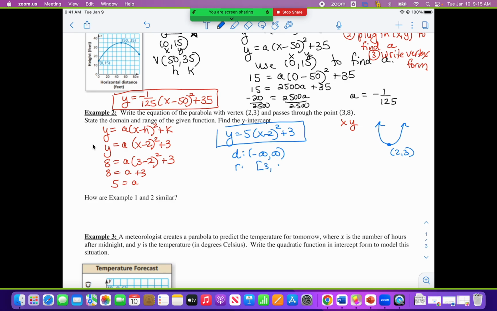3 to infinity. And to find the y-intercept, how do we find a y-intercept? Good job. Let x equal 0. So I'm going to write y equals 5 times the quantity 0 minus 2 squared plus 3. Do I multiply by 5 first or do the exponent first? Exponent. So this is going to be 5 times 4, because a negative 2 times a negative 2 is a positive 4. So y is 23.